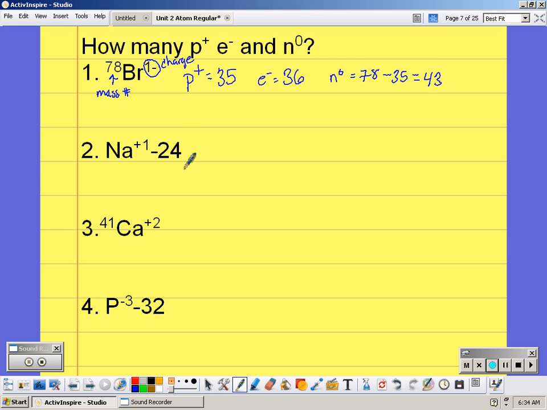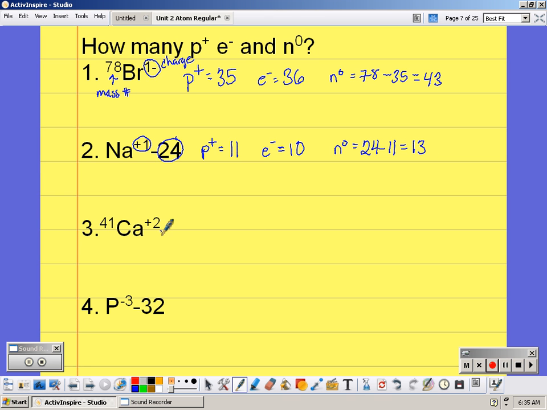Here's our charge. Here's our mass number. For protons, I look on the periodic table for sodium, and sodium is number 11. It has a +1 charge. That means I have one more proton than electrons. But if I take away a proton from here and make it 10, it's not sodium anymore, it's neon. So instead, we're going to just remove an electron. So I have one more positive than I do negative. For neutrons, we're going to take our mass number, 24, subtract our atomic number, and we would have 13.